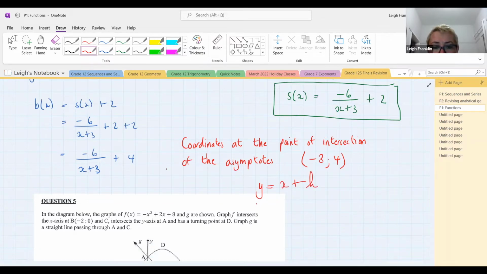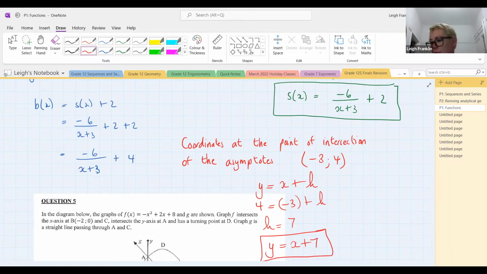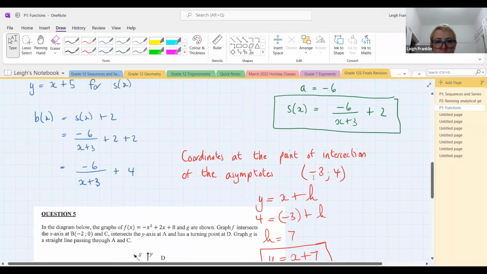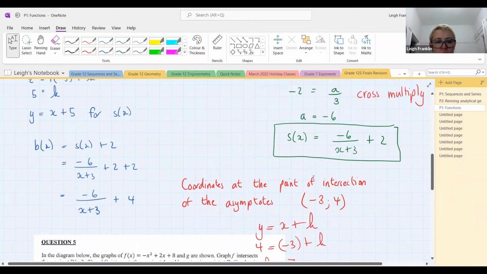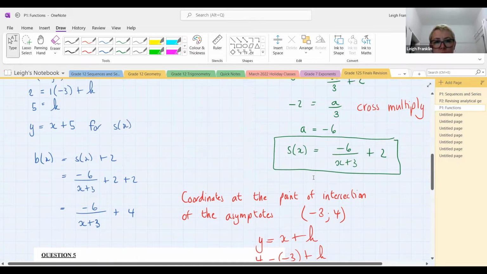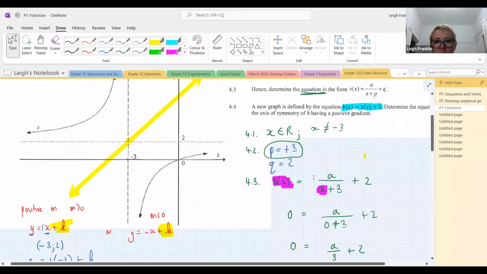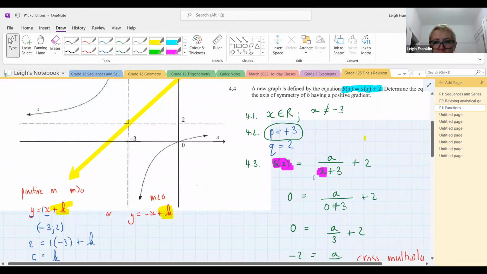So we can sub in the 4, we can sub in the negative 3, and that means that k would be equal to 7. Okay. So thus it is the line y equals x plus 7 is the equation of the axis of symmetry with the positive gradient. Okay, are we all good with that? How are we feeling? Let's just check in with you guys.